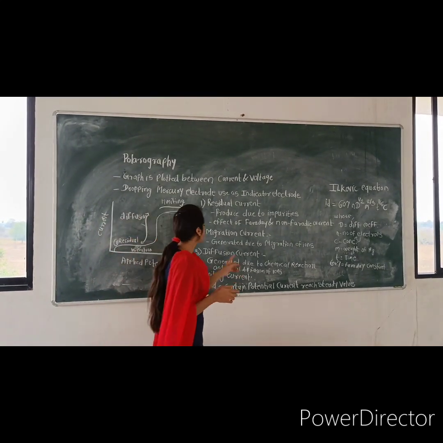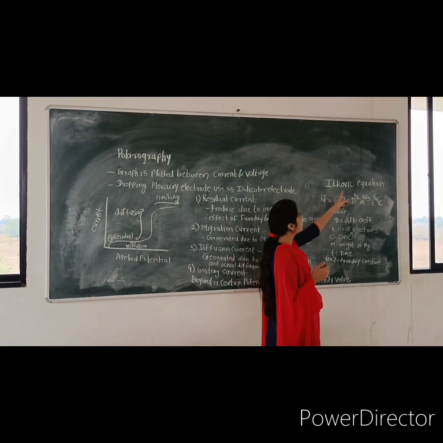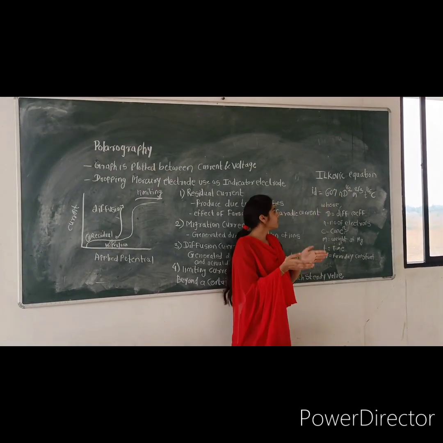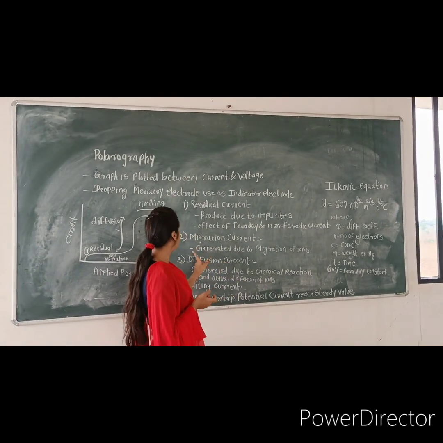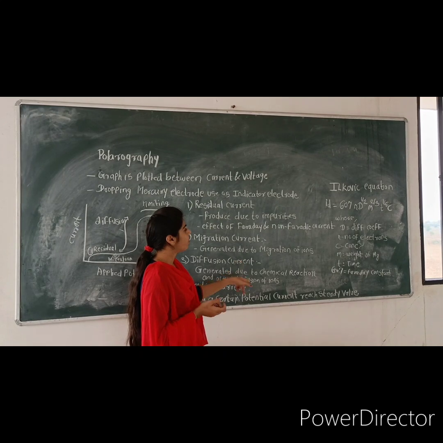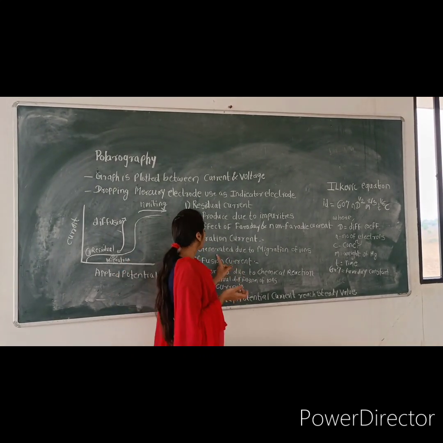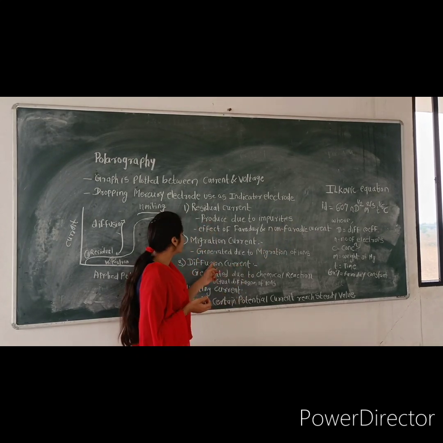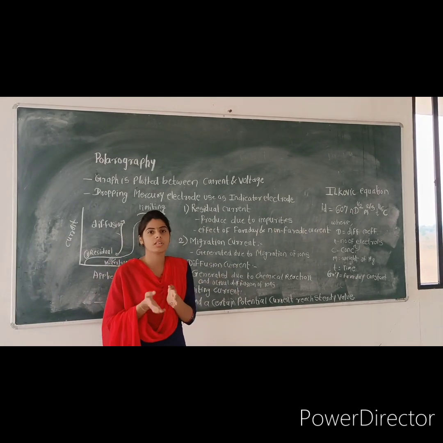Okay, so in diffusion current we see the equation, that is the Ilkovic equation. What is the Ilkovic equation? Simply, it is the relationship between diffusion of ions and concentration of ions. In the Ilkovic equation we discuss that diffusion current is directly proportional to the concentration of ions.